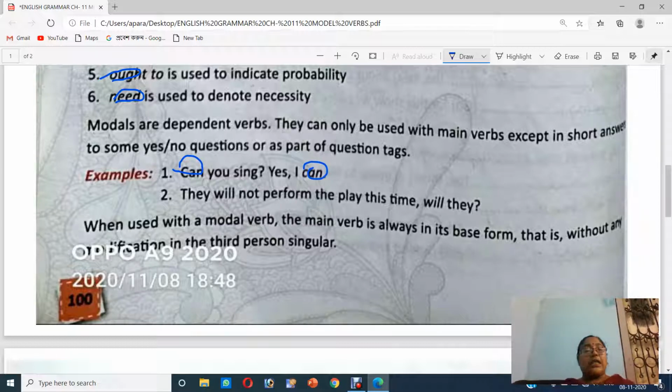Number 2, they will not perform this play this time. Will they? Just see here. This will is used as a yes or no question. And here, they will not perform the play this time.